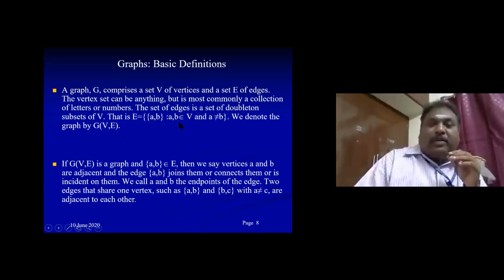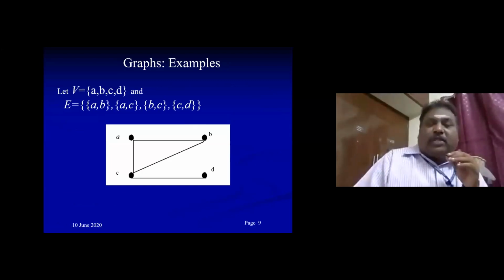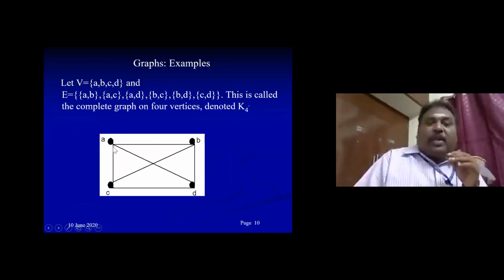So fine, a figure is always best to explain. So here the vertices are A, B, C, D, and the edges are AB, BC, AC, and CD, 4 edges. Okay, and this is a graph, and this is how you represent a graph. Look at the vertices A, B, C, D here. All the vertices are connected to other vertices by an edge. So there is completeness.